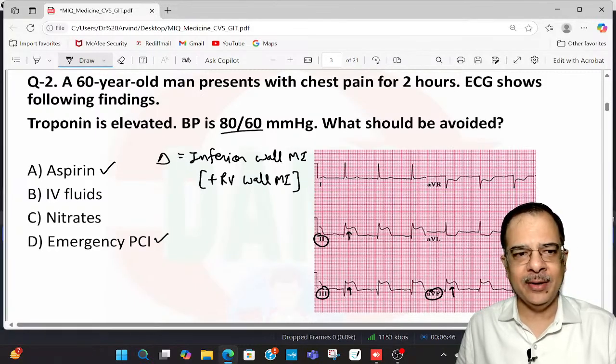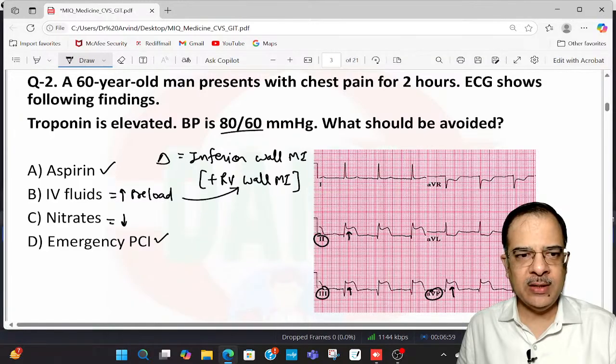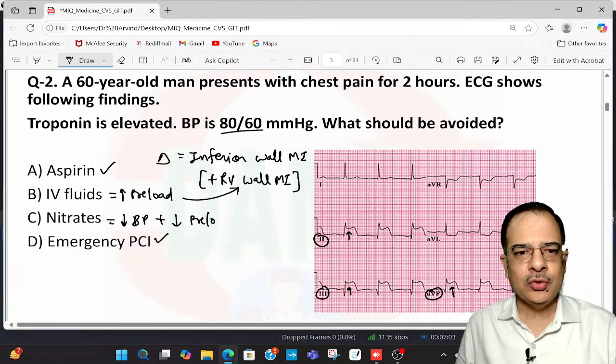IV fluids and nitrate. IV fluids increase the preload, and they will be needed in cases of right ventricle MI. Yes, they will be given. While nitrate, two things it will do. One, it will further lower the BP, and it will decrease the preload further. So nitrates are contraindicated in RVMI.